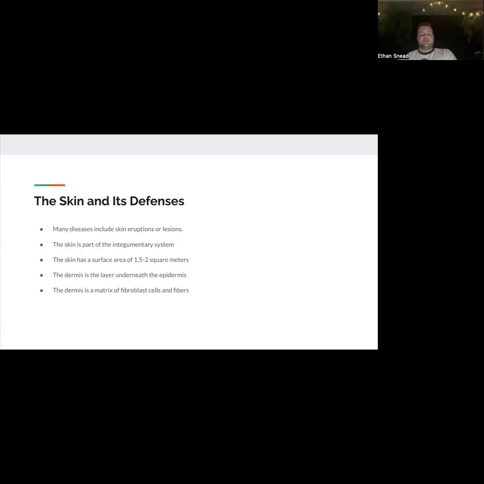The skin has a surface area of between 1.5 to 2 square meters, and its thickness varies from 1.5 millimeters at places such as the eyelids to 4 millimeters at the soles of the feet. The dermis is the layer underneath the epidermis, and it is composed of connective tissue instead of epithelium like our epidermis. The dermis is a matrix of fibroblast cells and fibers such as collagen, and it contains macrophages and mast cells.